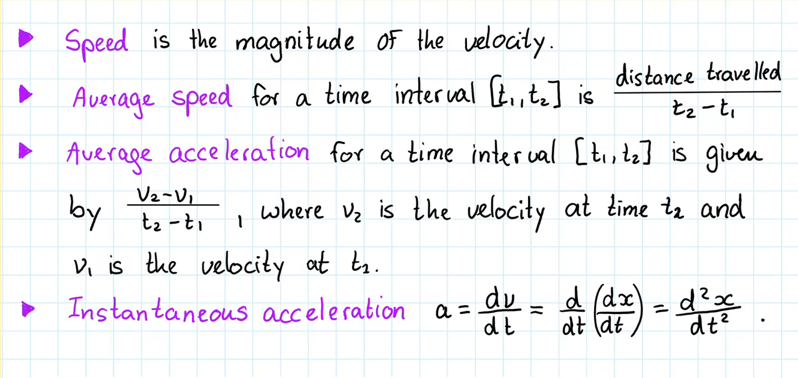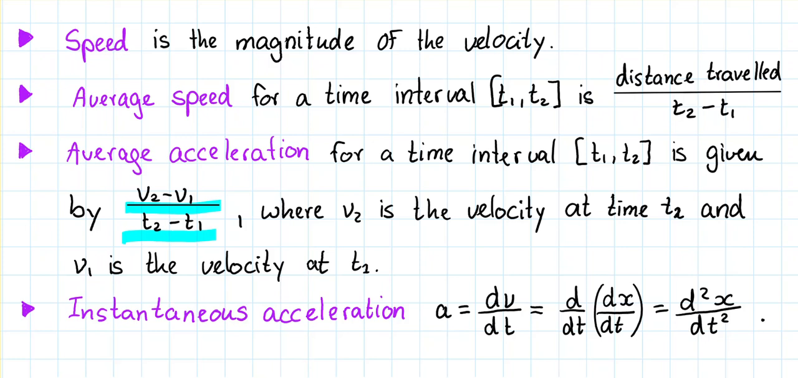So now let's have a look at the average acceleration. And again, we have a time interval t1, t2, and this would be given as the difference in speed, or the difference in velocity over the difference in time. So v2 is the velocity at the time t2, and v1 is the velocity at the time t1.